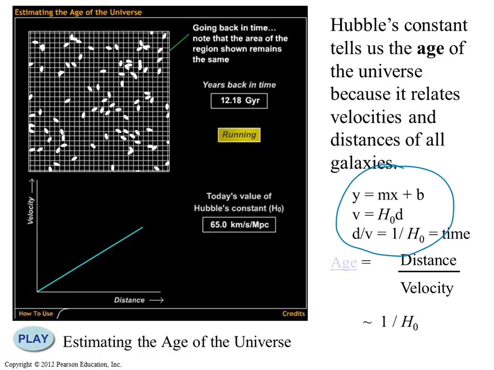And so there's a really cool outcome of all of that. If you take what we call the inverse, or 1 over H0, you can actually backtrack to the age of the universe based upon Hubble's law, which was the plot we just saw.